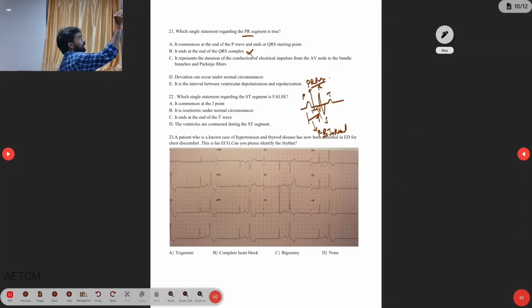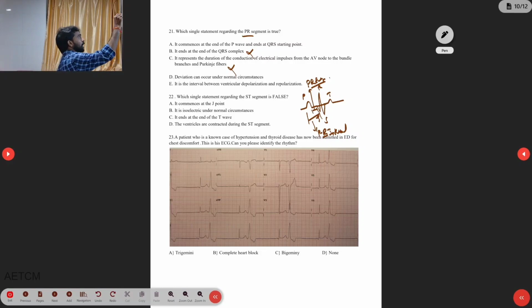So here we have discussed regarding PR segment. If the question had been regarding PR interval, then this option might be correct, because the PR interval is the time taken by the impulse to travel from the sinoatrial node to the atrioventricular node. But here we have discussed regarding PR segment, so this is wrong.